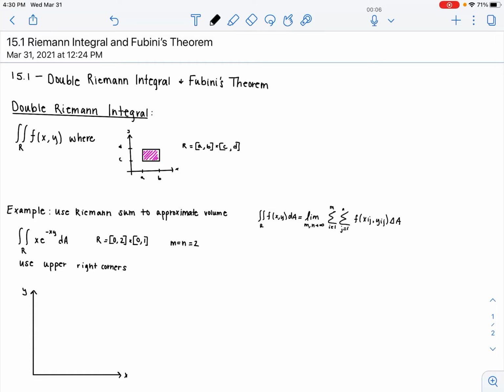Hi everyone, my name is Sophie and I'll be going over section 15.1, which includes double integration using Riemann's integrals and Fubini's theorem. So first we're going to look at the double Riemann integral.